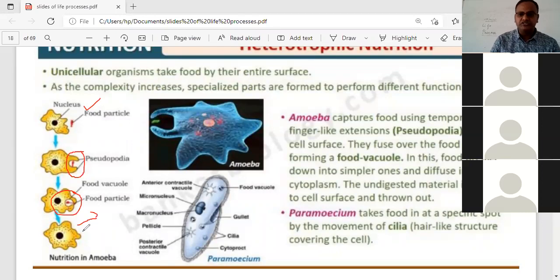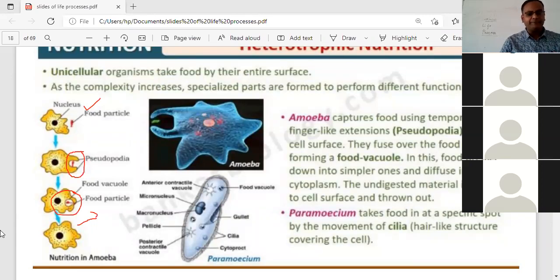Remember, students, nutrition in amoeba is similar to that of nutrition in humans also, because the process of taking in the food is called ingestion. The process of breaking the food is called digestion. The process of absorbing the digested food is called absorption. Then getting the energy from the food is assimilation.